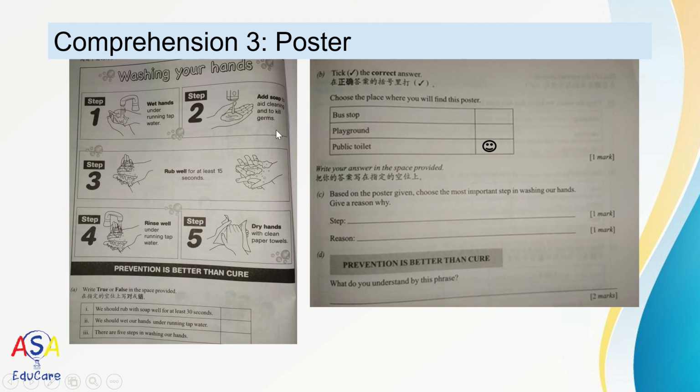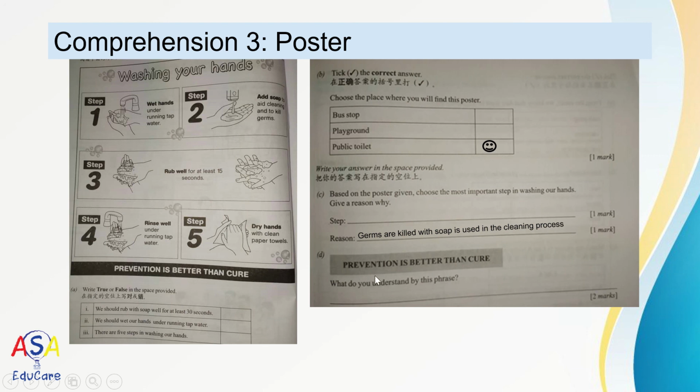Because our hands have a lot of dirt and germs. Okay, so here is the keyword. So we got to find for germs, which is step 2 here. Okay, they already written it for you, kill germs. So you write step 2, and the reason is germs are killed when soap is used in the cleaning process. Okay.